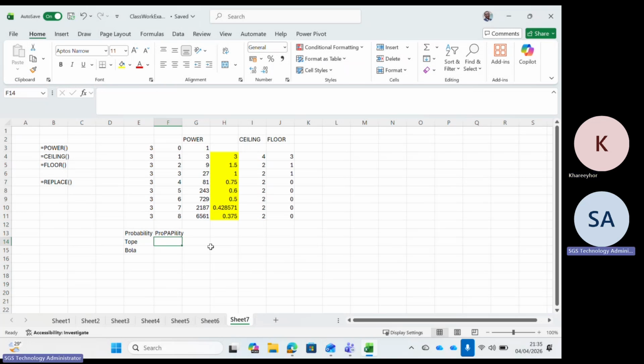So that's what we want to change. You get that? Yeah, sure.